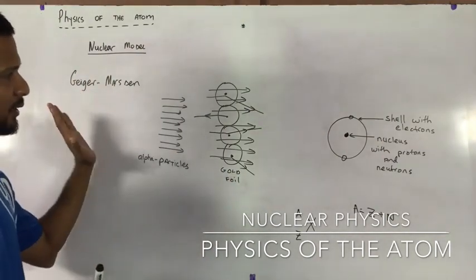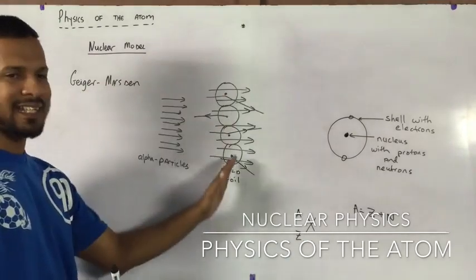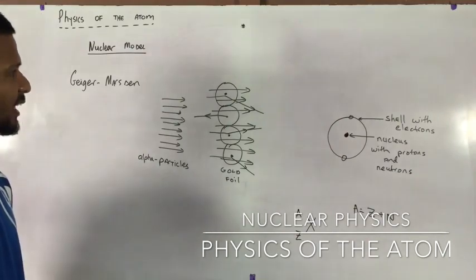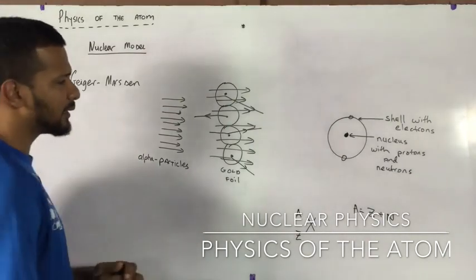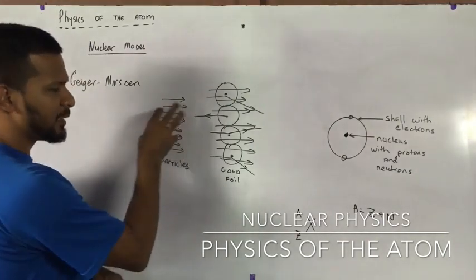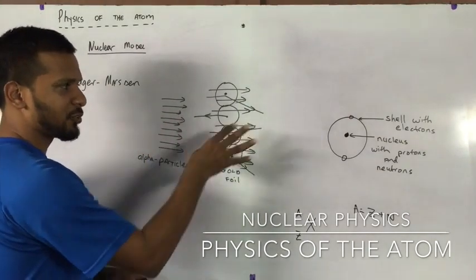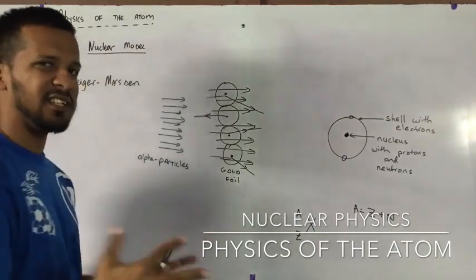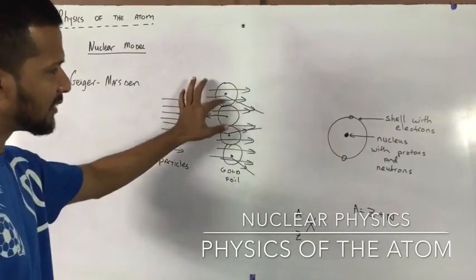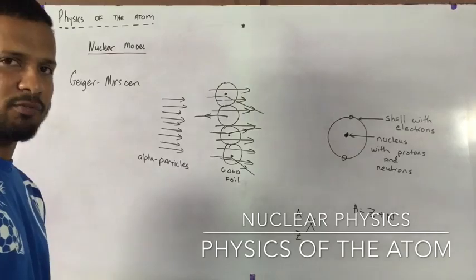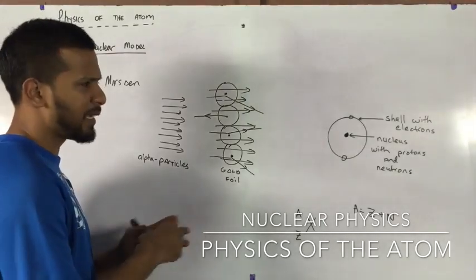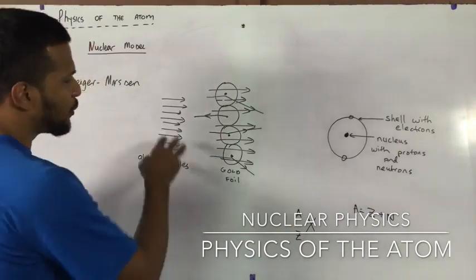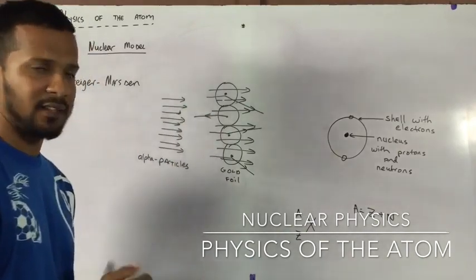So alpha particles were incident on a thin sheet of gold foil, and there were three main observations. The observations were that these particles mainly pass straight through. Most of them went straight through. So that basically said that these atoms that make up the gold foil are made mainly of empty space. They also observed that a few of these particles were deflected.